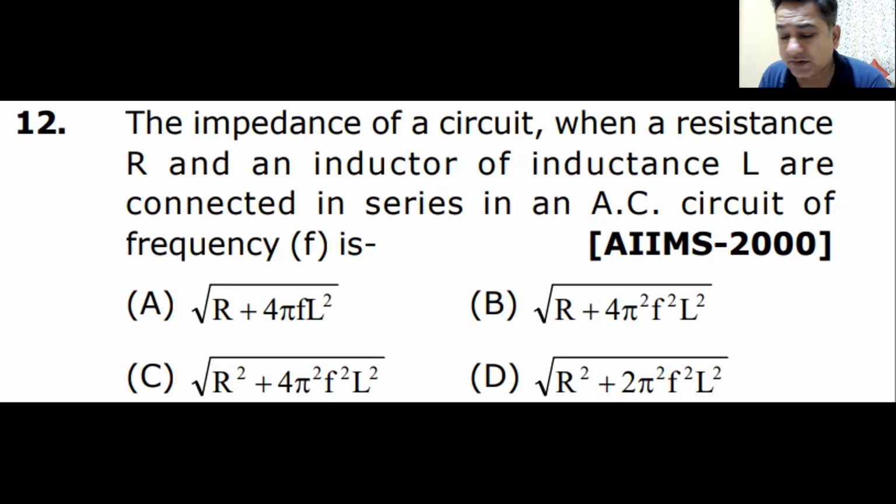The answer is root of R square plus XL square. XL is omega L, whole square. Omega is 2 pi f. So 2 pi f into L, whole square. And therefore the correct option is C. C is the correct option. I hope you got it.